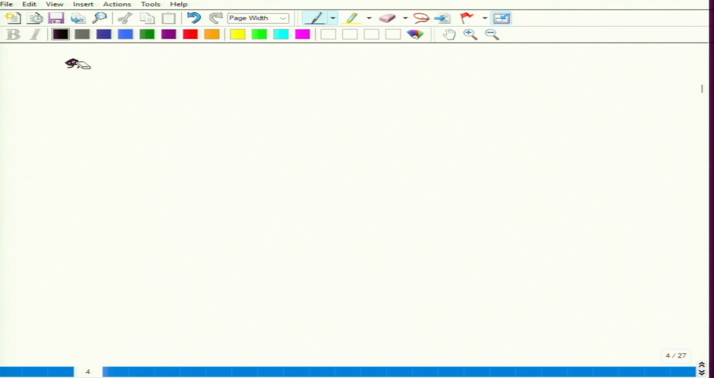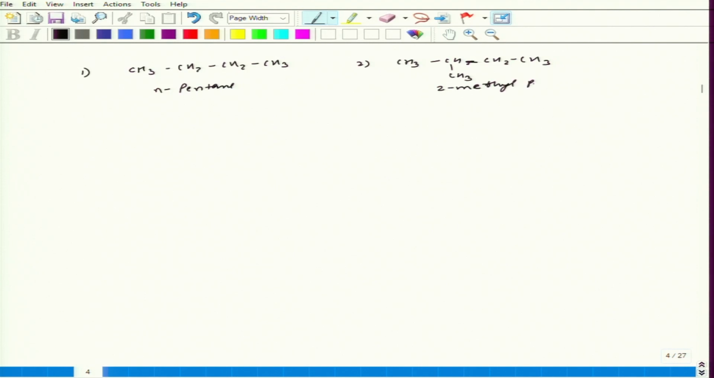So, till now we have discussed a straight chain. What two structures have we discussed? CH3, CH2, CH2, CH2, CH3. Another one is CH3, CH2, CH, CH3, CH3. So, another possibility is there. This is n-pentane. This was 2 methyl butane. What is the third possibility?